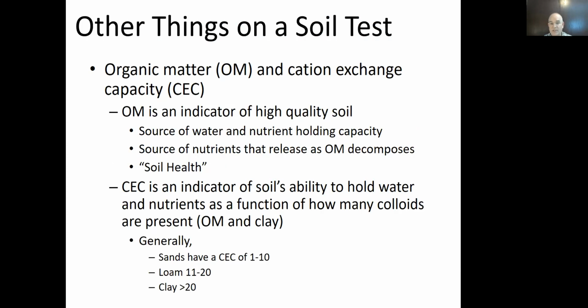Some other things on that soil test would include organic matter, as well as the cation exchange capacity, which we talked about, the CEC. Organic matter is a pretty good indicator of high soil quality. It helps us with water and nutrient holding capacity. It does contain nutrients, and when microbes decompose it, they release them into the soil, and so that's good to know. The CEC measures that, and CEC basically is looking at organic matter plus clay, the colloids, and that's telling us how much nutrient and water holding capacity we have.